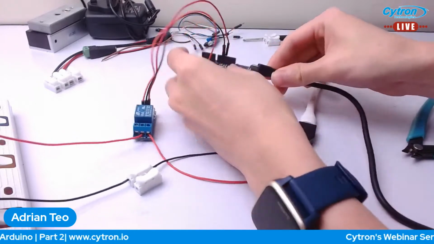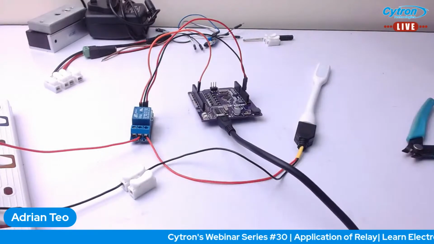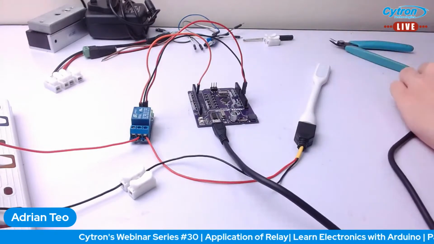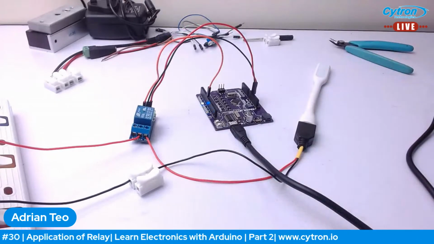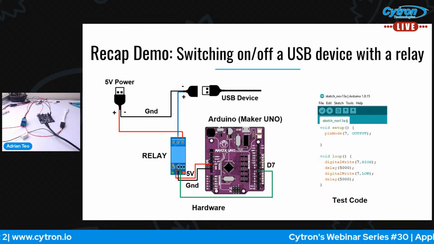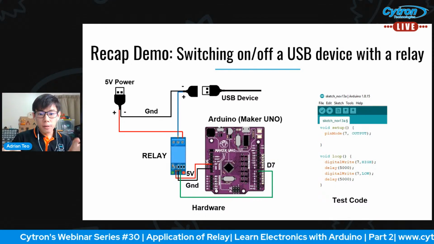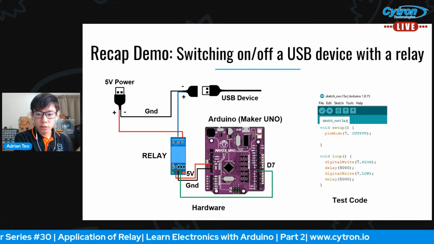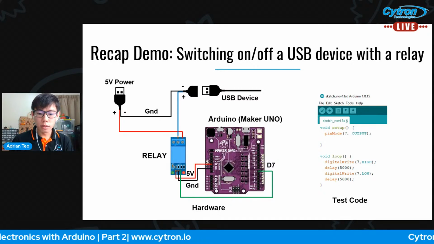Take a cable, plug in, and then plug to your laptop. Okay, I'm going to switch my screen to show you what program I'm going to use. Sorry, there's a program in there. So this is the schematic that I'm trying to connect just now. Switching my screen back. This circuit is what I've already connected right now. Now I have to upload the program next. Okay, you can see the program there.